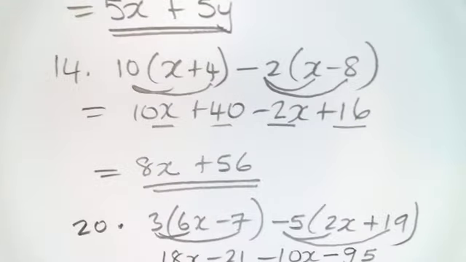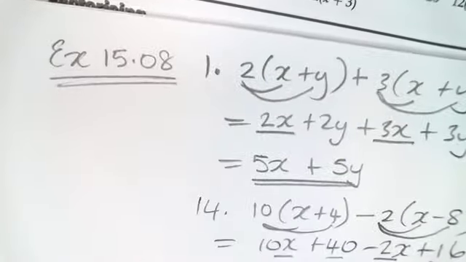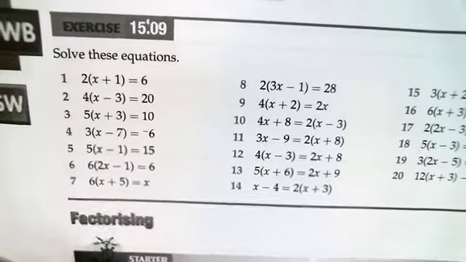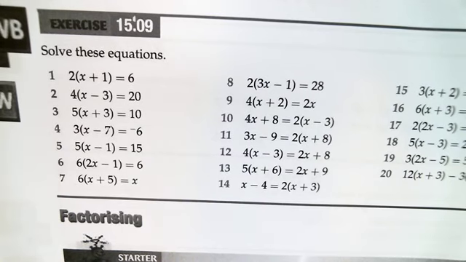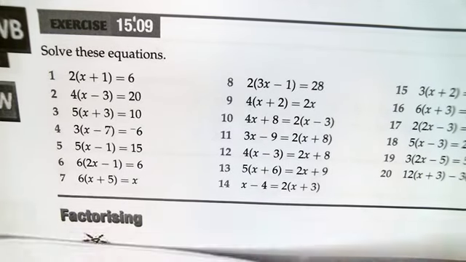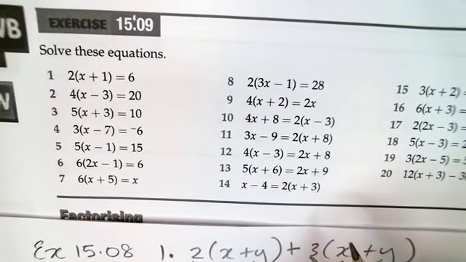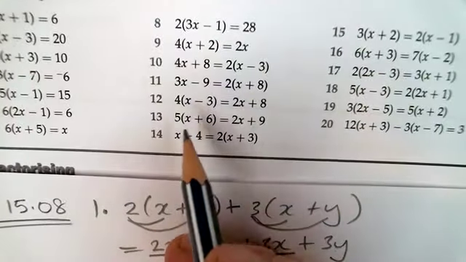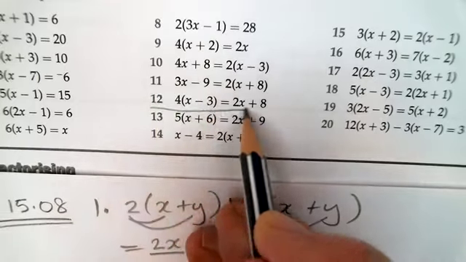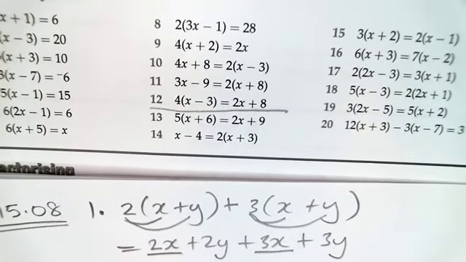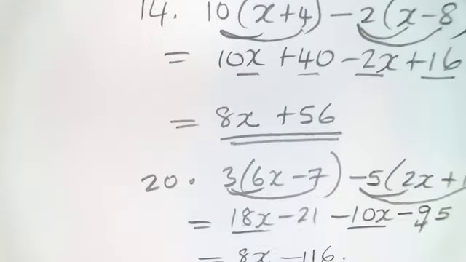All right, let's move on to 15.09. 15.09 is a bit different, really, because it's saying let's solve these equations. And to solve them, well, we've got to expand them first. That's the main thing. So let's go ahead and do that. Let's just choose one or two of these. Let's just choose number 12, for example.